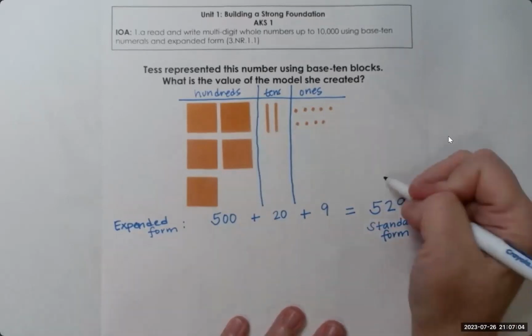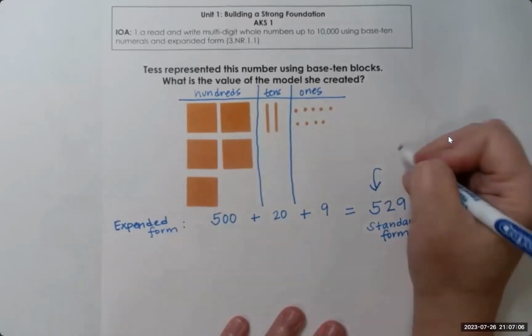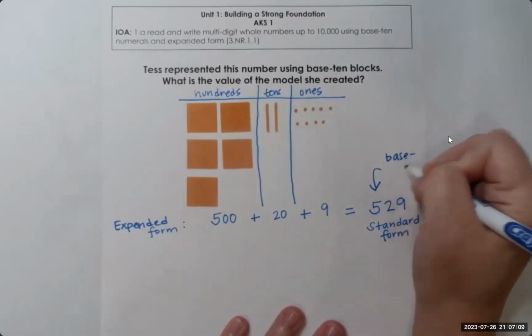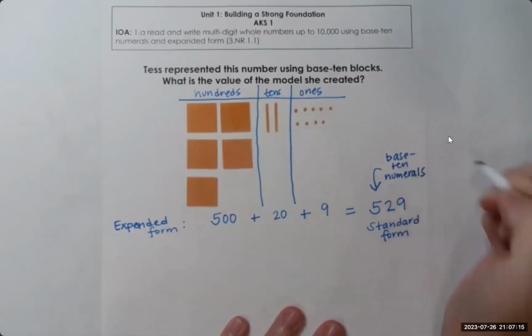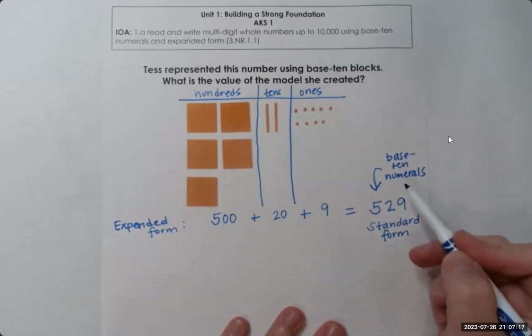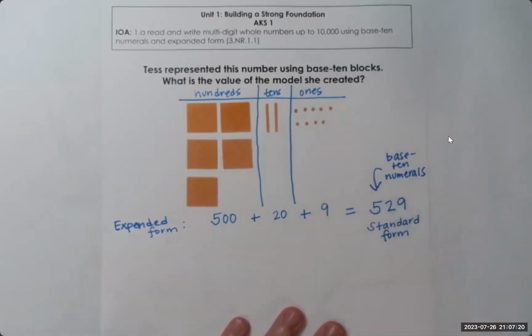Another name to use for the way this number is written is base 10 numerals. Students may see either term to represent just writing the number using the digits. So I can read this number as 529. Now remember, when I read a 3-digit number, I do not want to use the word and.